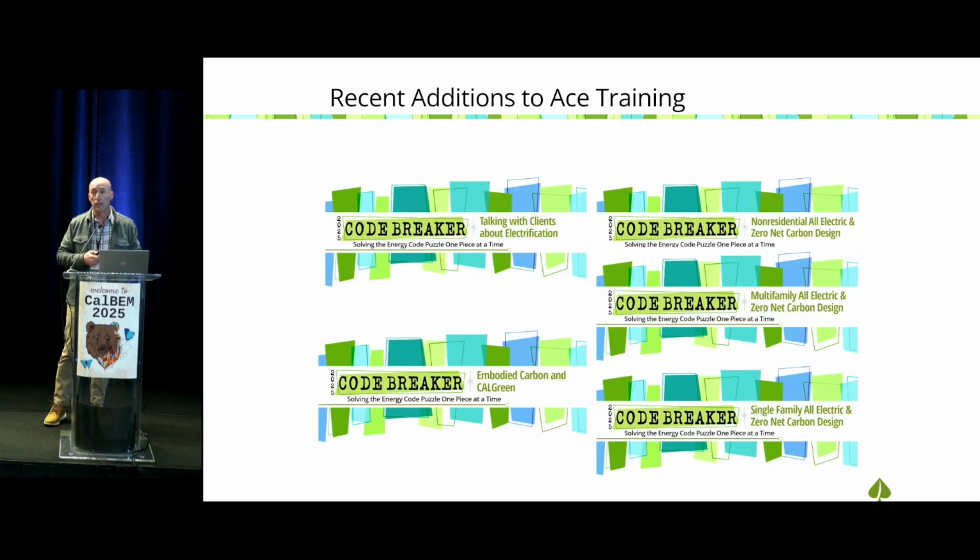We've got recent additions to Energy Code ACE trainings, including the code breaker sessions, which are designed to be one hour, get in, get out, good for ASHRAE meetings and AIA monthly meetings, on topics like talking with clients about electrification. We've got one on embodied carbon and CalGreen, and we've got a series for all occupancies on the all-electric provisions, prescriptive standards for heat pumps and heat pump water heaters in much of the code now, electric readiness, et cetera.